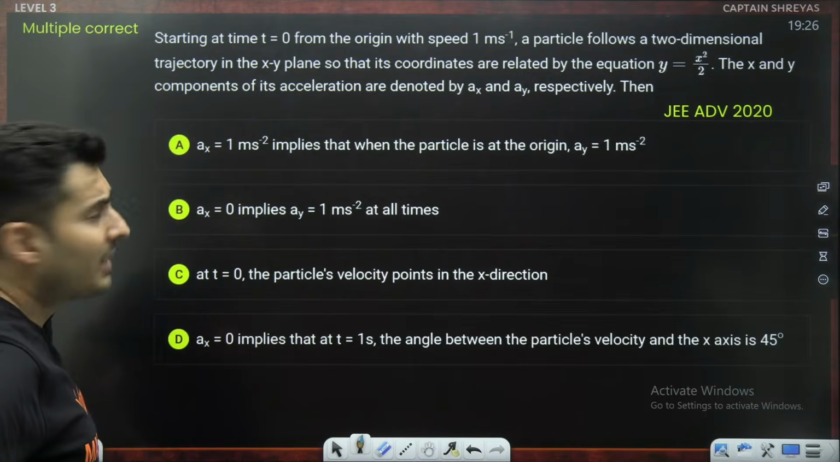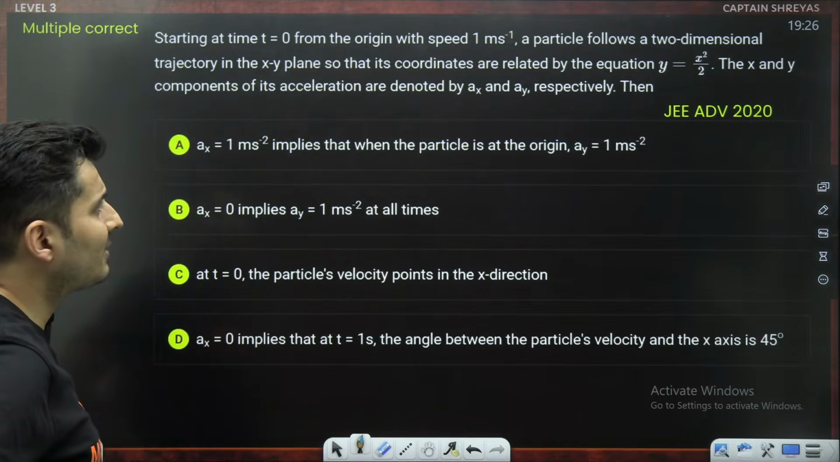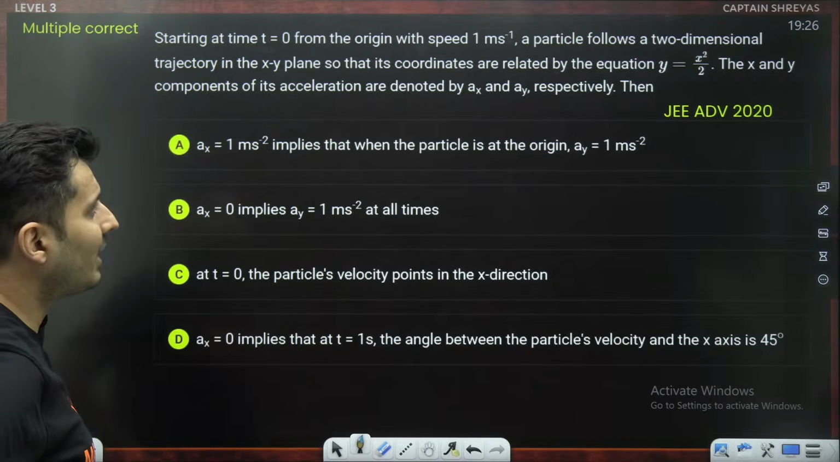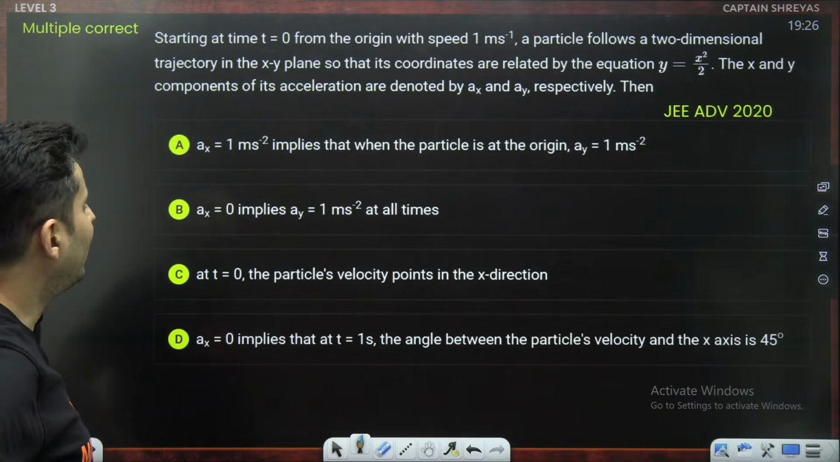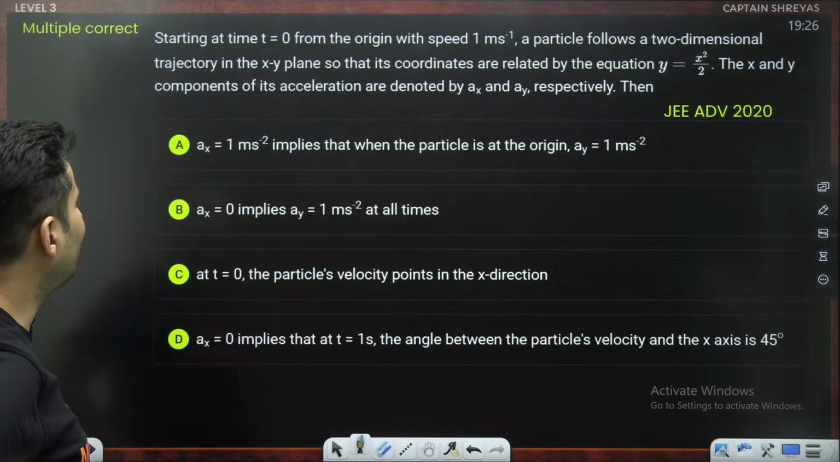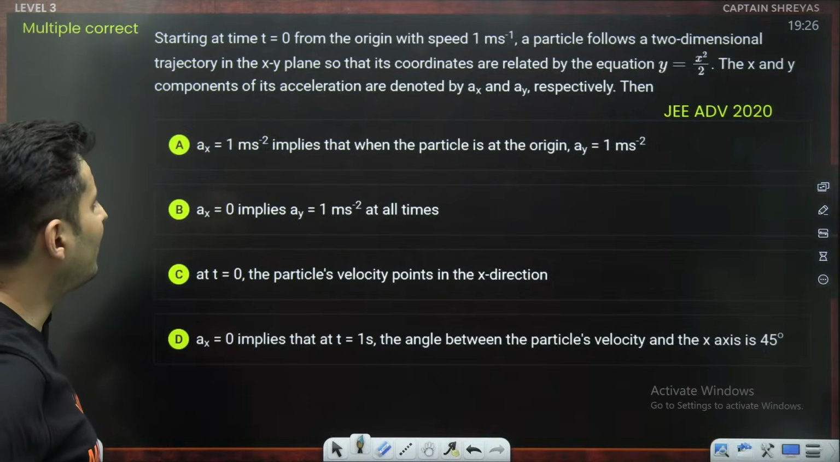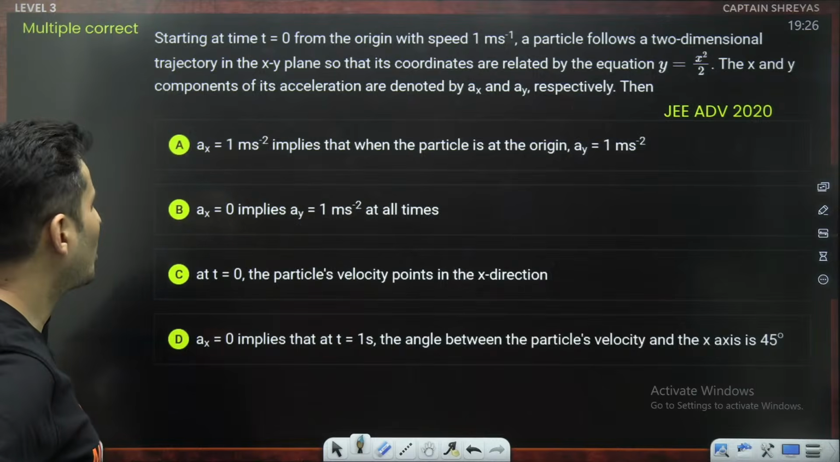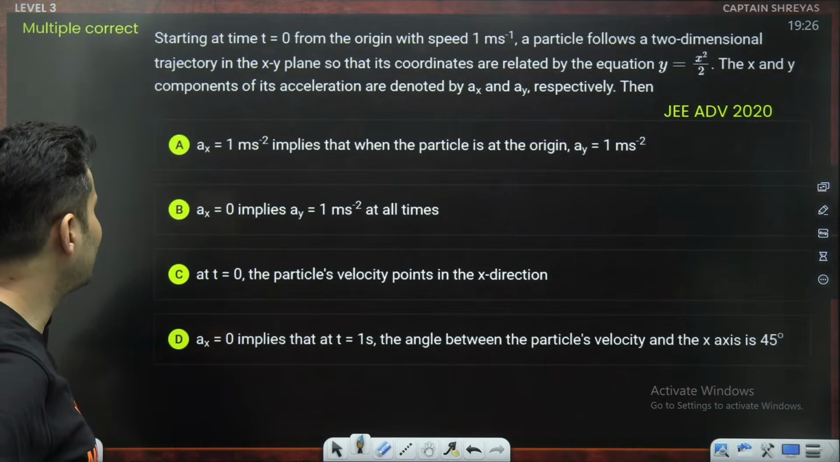The particle speed from the origin is 1 meter per second. The particle follows a two-dimensional trajectory y is equal to x square by 2. The acceleration components are ax and ay. If ax is equal to 1 when the particle is at the origin, ay is equal to 1 meter per second square. ax is 0.